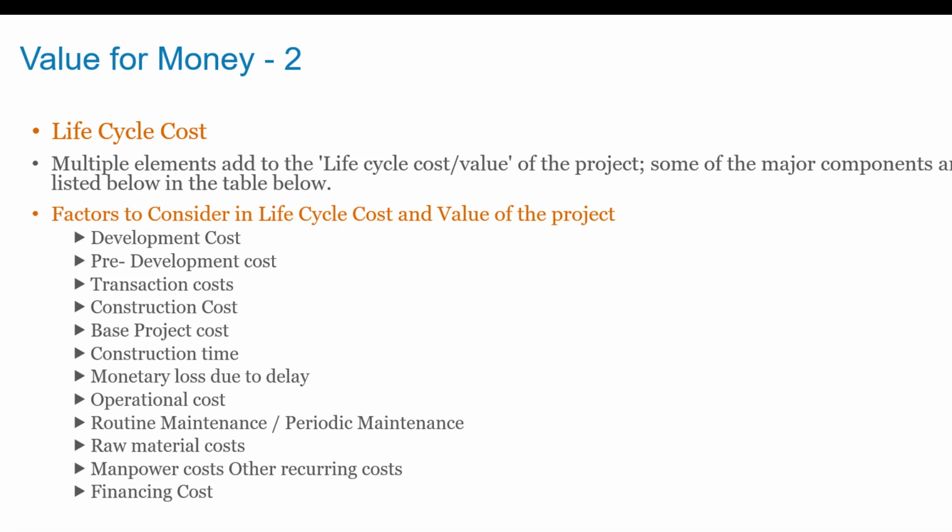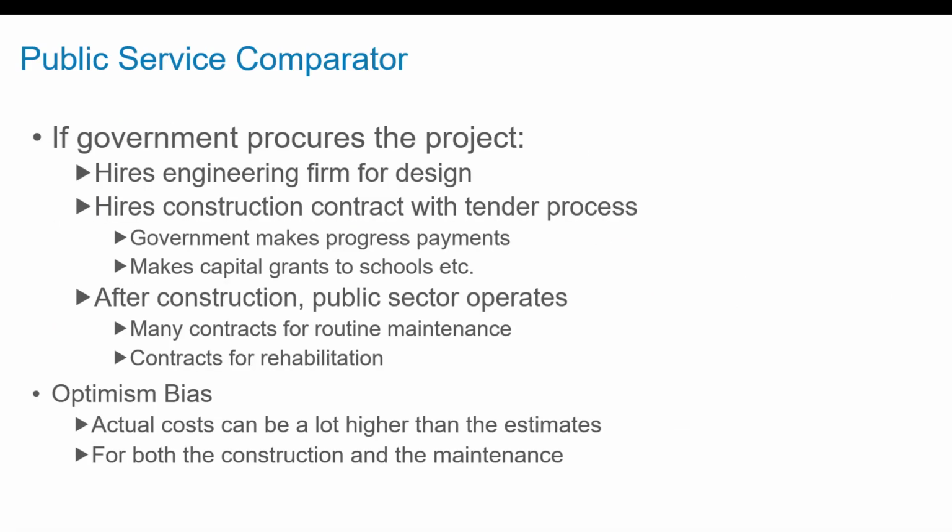And we have to pay all these costs. Okay. My friend from Ghana gave me this. And so here's the public service comparator. You hire an engineering company, you hire a construction contract, you might have a tender project. And then there's this famous thing called optimism bias: when everybody bids at a low cost, they're going to come back to you.